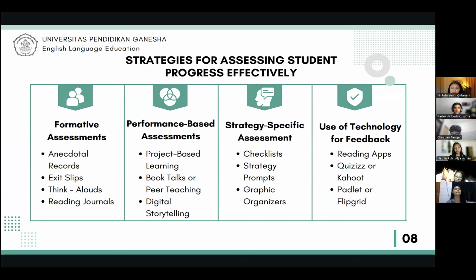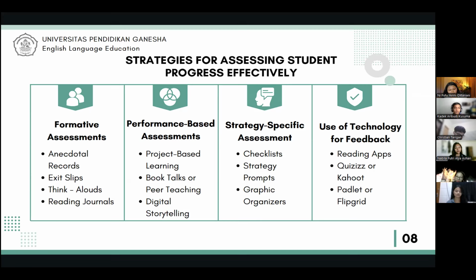My name is Ari Bude, and I will explain the strategies for assessing students' progress effectively. The first one is formative assessment. These assessments are used during instruction to check students' progress in real time and make immediate instructional adjustments. There are 4 examples in formative assessment, which is anecdotal records. While students are reading, teachers take notes on their behavior, engagement, pronunciation, and comprehension.